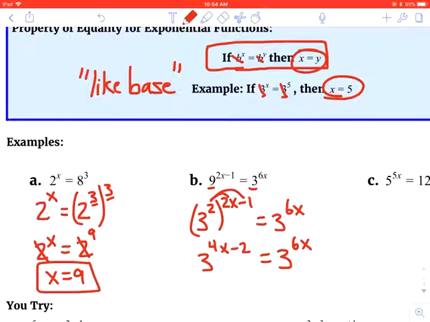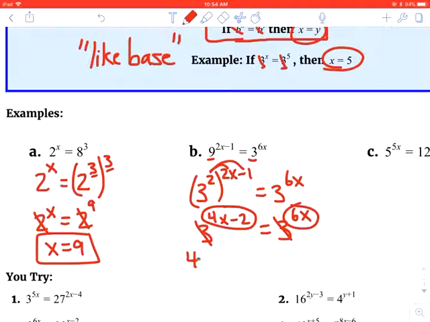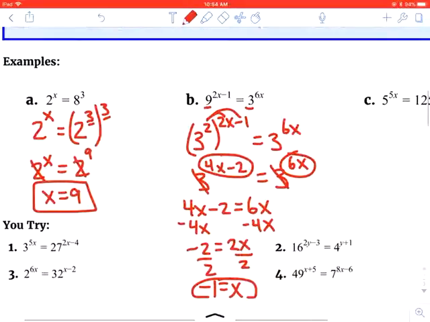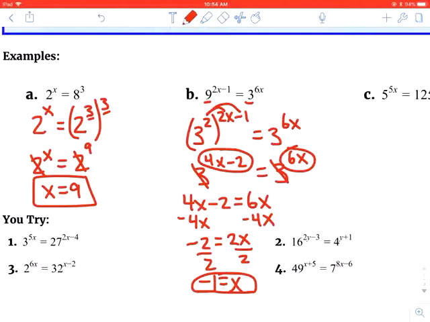So now that they have a like base of 3, you can cancel them out, and you can set the exponents equal to each other. So we just have a little more work to do to solve: 4x minus 2 is equal to 6x. So if we subtract 4x on both sides, we get negative 2 is equal to 2x. And then if we divide by 2, we get negative 1 is equal to x. So then we're finished with example B.